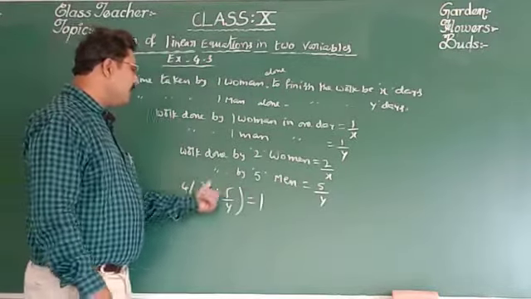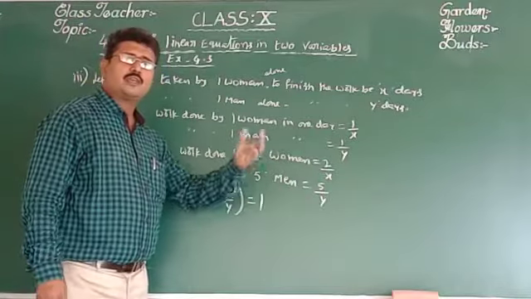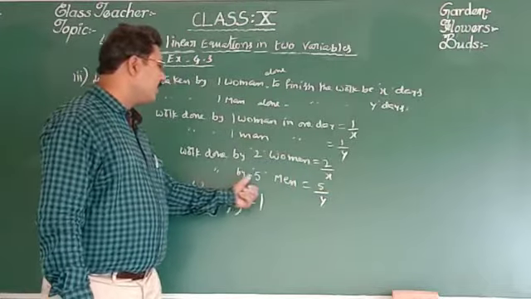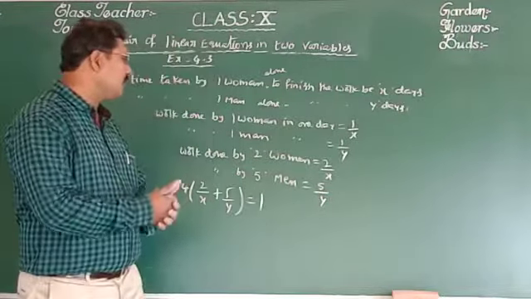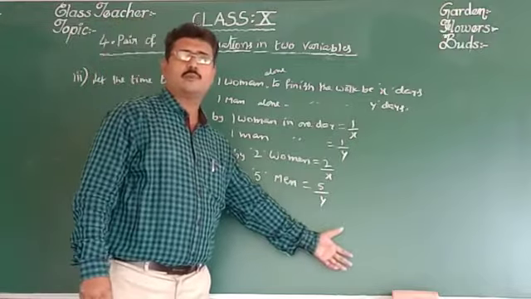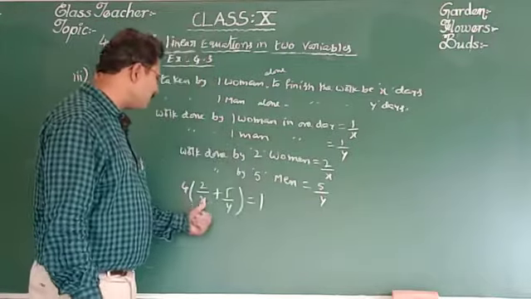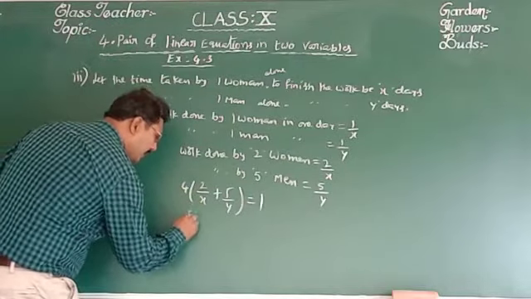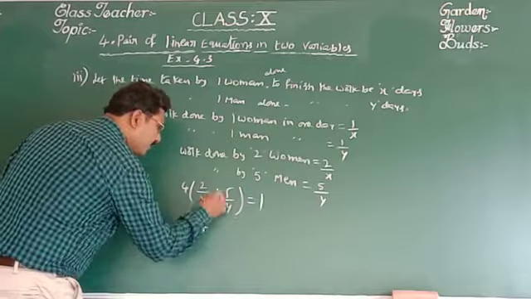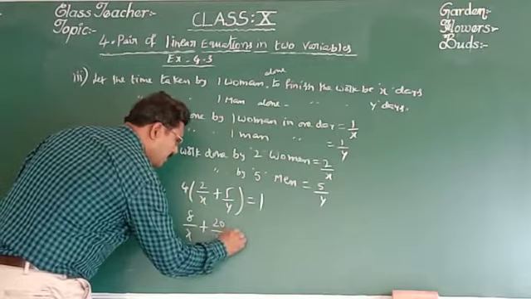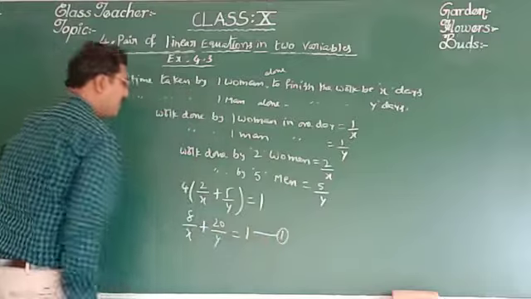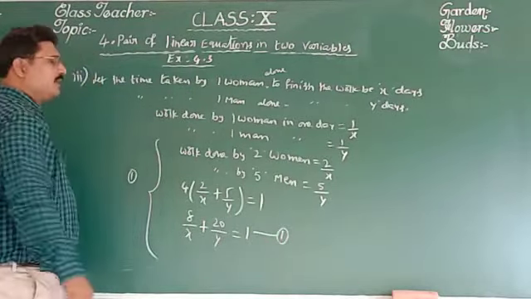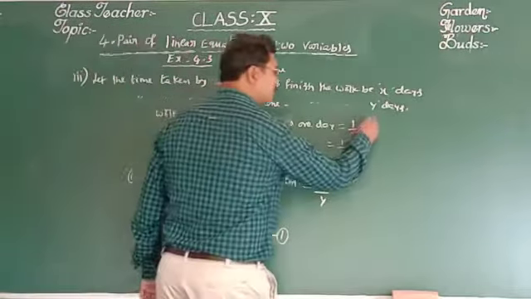Why is it equal to 1? Actually, finishing the work in 4 days means for 2 women, 2 by x, and for 5 men, 5 by y. So the total work together in 1 day is 1 by 4. That means 4 of 2 by x plus 5 by y is equal to 1. Now 4 2s are 8 by x plus 4 5s are 20 by y is equal to 1. Call it equation number 1. So this comes under part 1. Next we will go for part 2.